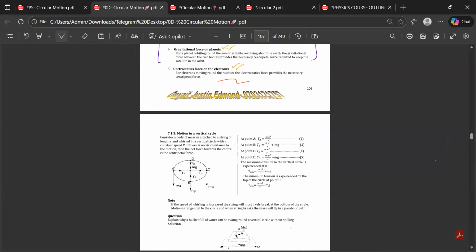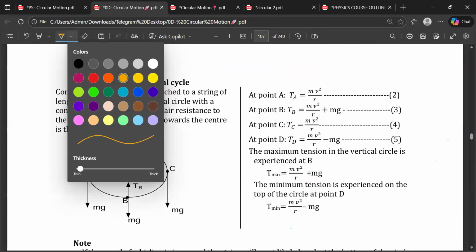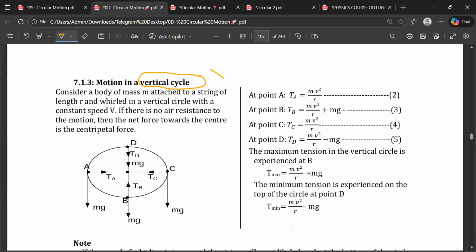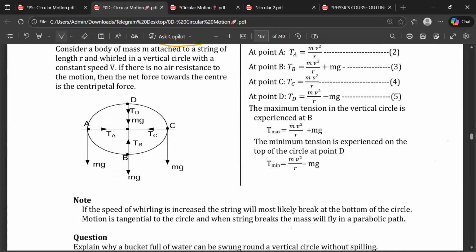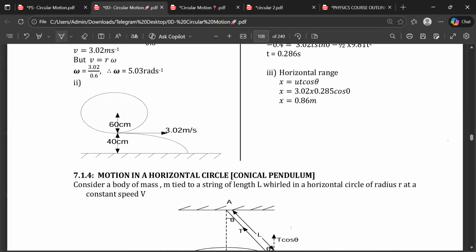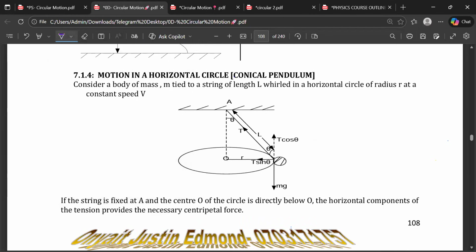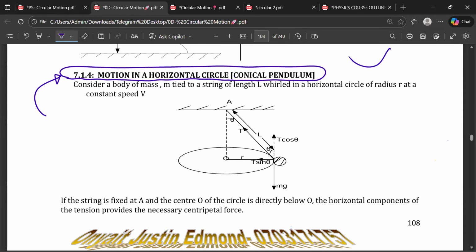Okay. So you can see here the next thing, it is a vertical circle. But you know, the vertical circle is not our thing. We don't need it. So this is what I was telling you, that in most of the cases, they combine motion in a horizontal circle with the conical pendulum. I don't know if we should also do the same, but I prefer handling this later on.